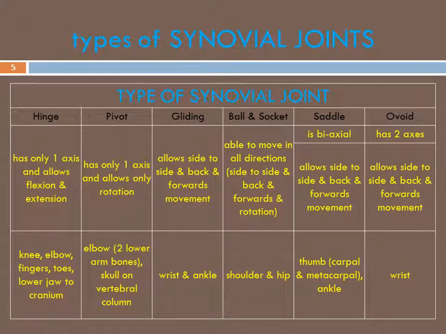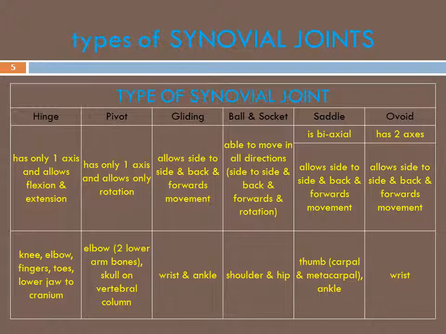And then this just goes, a nice little table, very similar to what you've got in your handout, and it just goes through the different types of synovial joints. So you've got the hinge, the pivot, the gliding, the ball and socket, the saddle, and the ovoid. And the best thing to do would be to remember a couple of each.